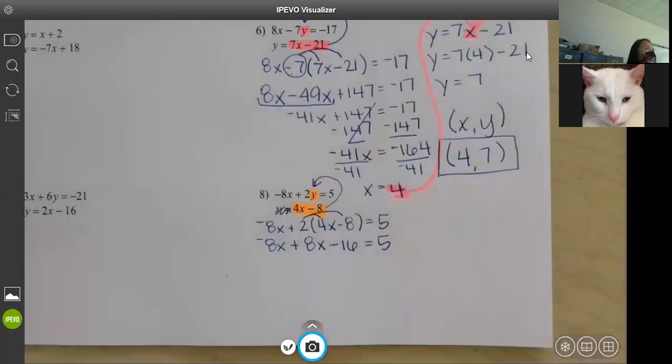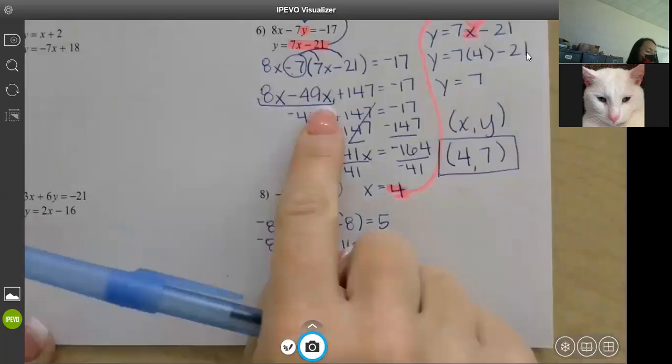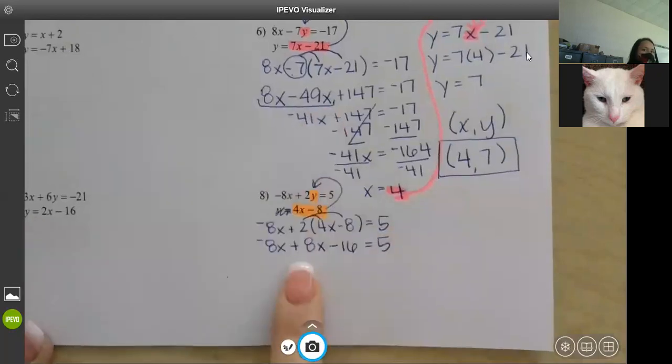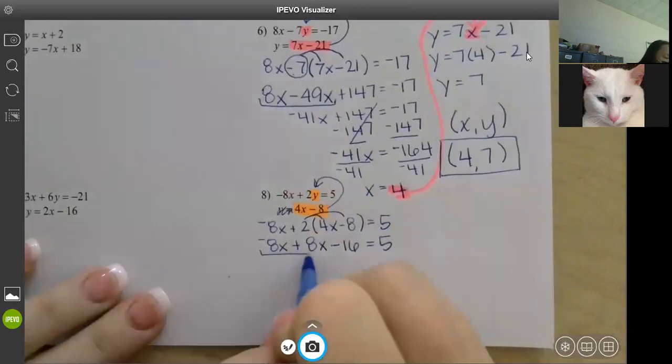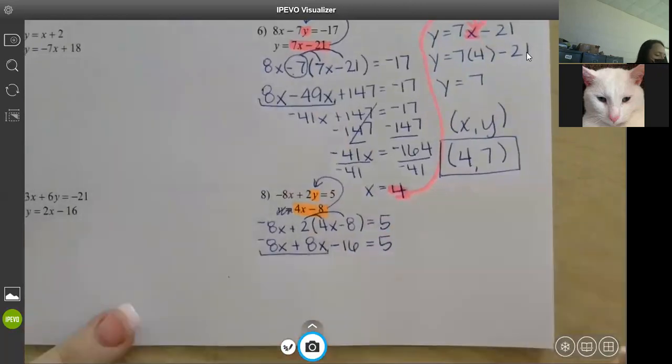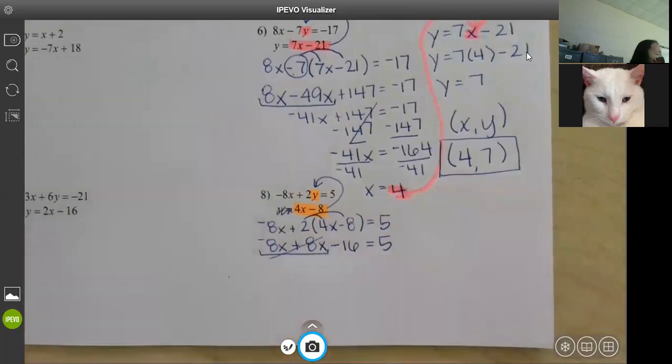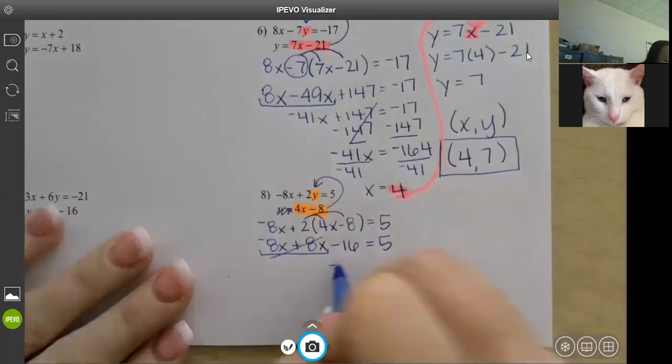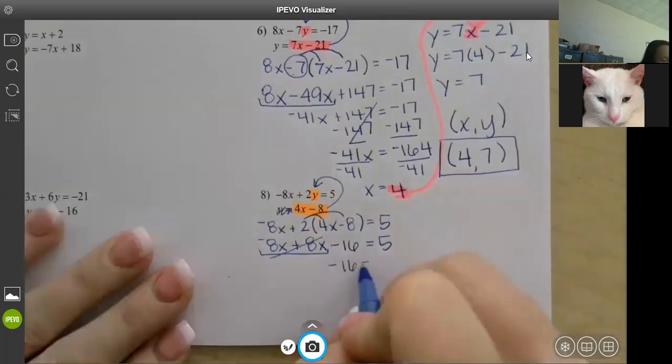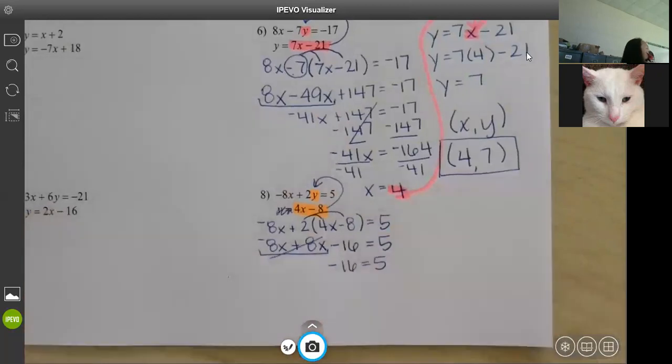Watch this. What happens? The next one, we did 8 minus 49. What would we do here? What is negative 8 plus 8? What happens? They cancel each other out, right? So then write down what you see. Negative 16 equals 5. We have seen this before in our equations.